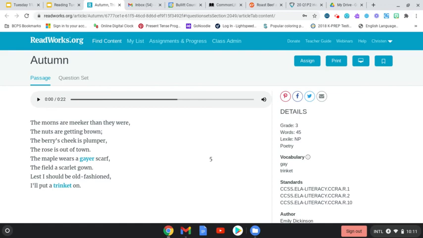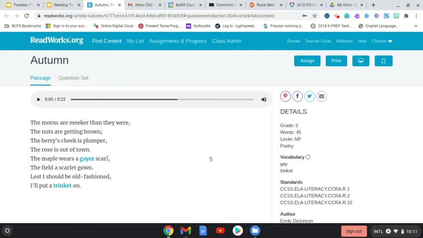The nuts are getting brown. The berry's cheek is plumper. I notice there's some personification. It talks about the berry's cheek is plumper. That means the berries are getting a little bit bigger. The rose is out of town. It's another example of personification. I know roses don't actually go anywhere, but they're comparing them to a person that leaves town. When it says the rose is out of town, that means the roses are not blooming anymore during the autumn.